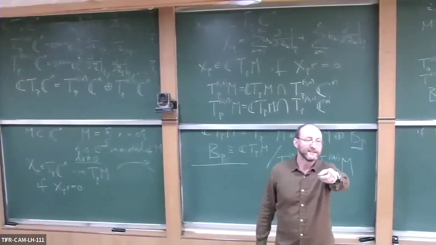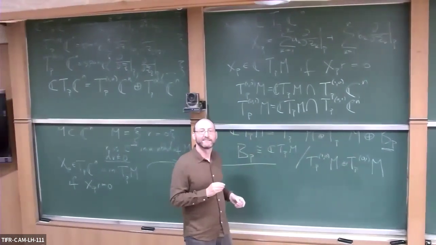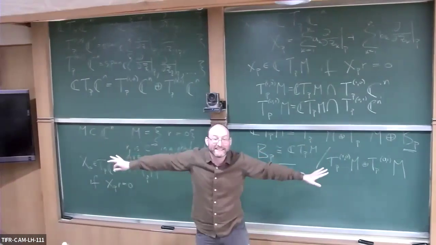Because this push forward is the J map, which is a real map, you complexify it with the J map. That's right. But then there's a different I.